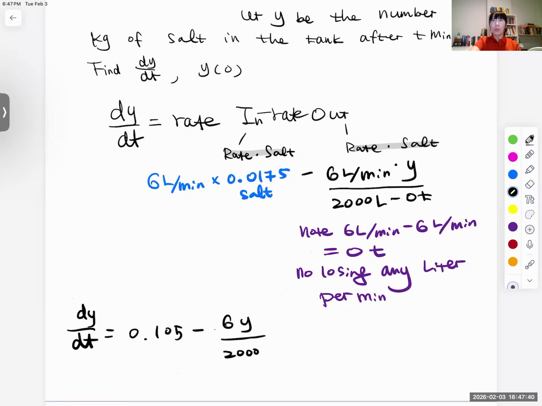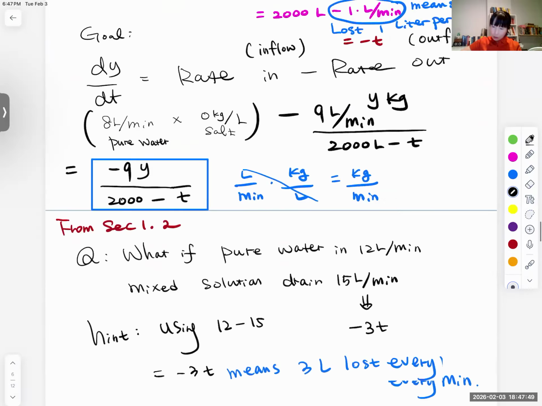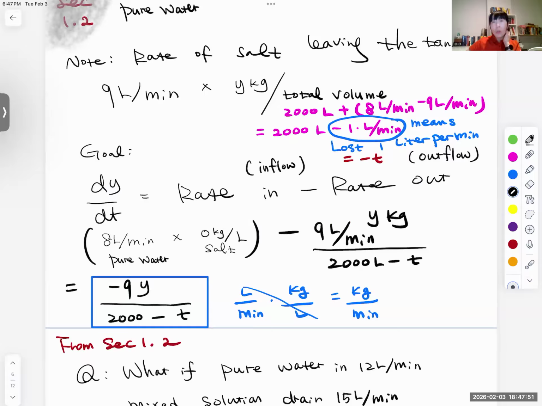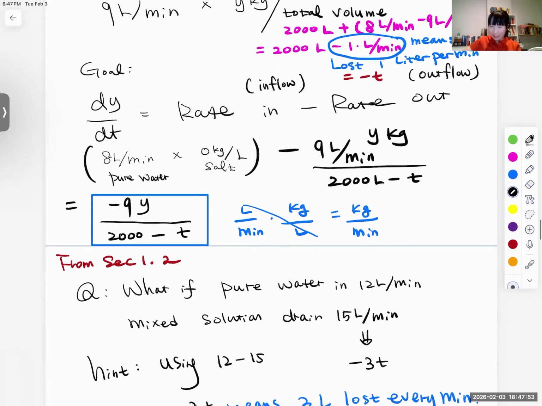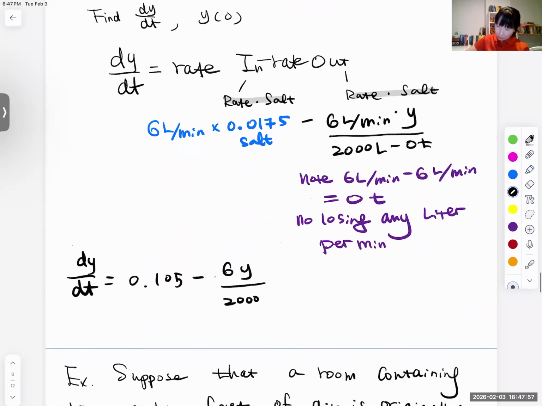So what kind of unit we have earlier? Kilogram per minute. Yeah, right. Kilogram per minute. Yeah. Kilogram per minute. Okay. All right.